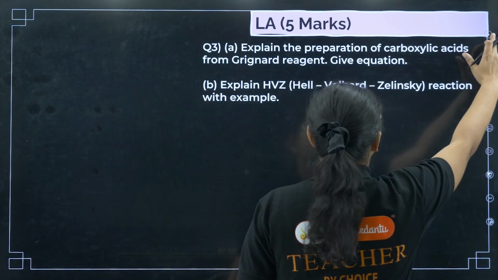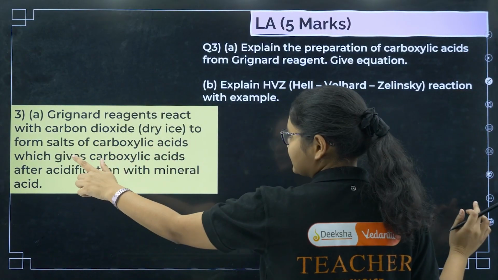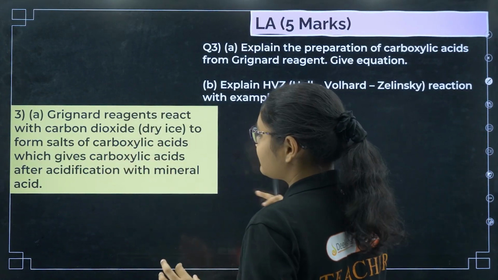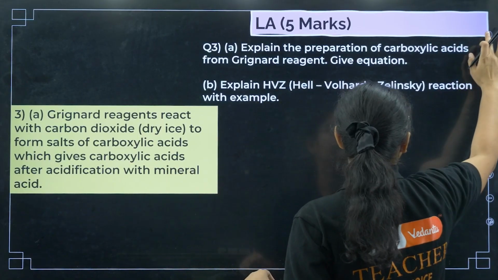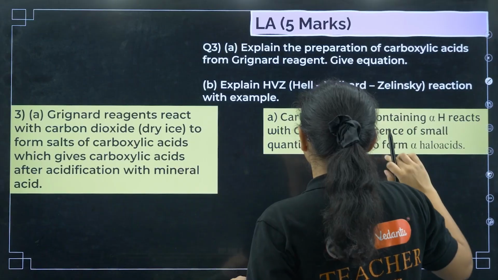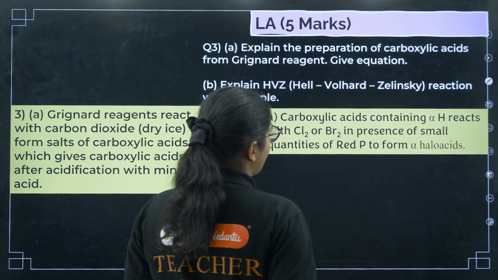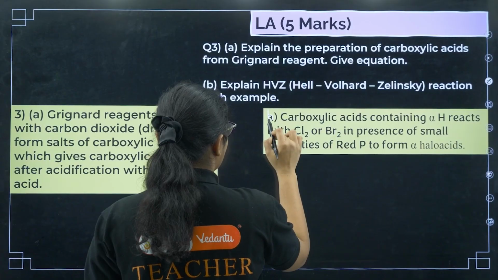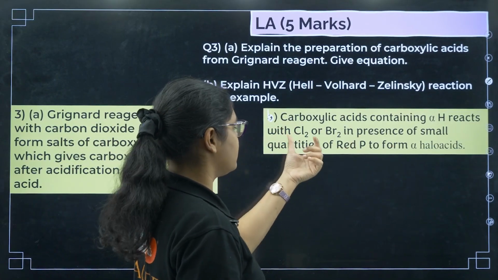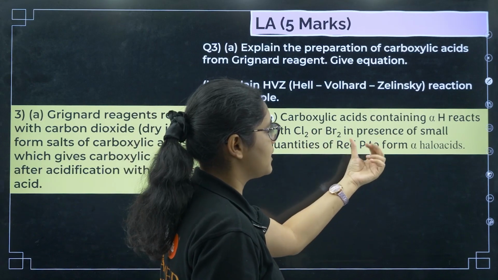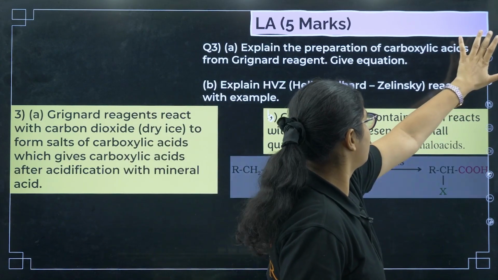Let us quickly see this one. First of all, Grignard reagents react with carbon dioxide to form salts of carboxylic acid, which gives carboxylic acid after acidification with mineral acids. Next, you can see here the HVZ reaction, carboxylic acids containing alpha hydrogen. Actually this is the B part and this is A. Carboxylic acid containing alpha hydrogen reacts with Cl2 or Br2 in the presence of small quantities of red phosphorus to give you alpha halo acid.